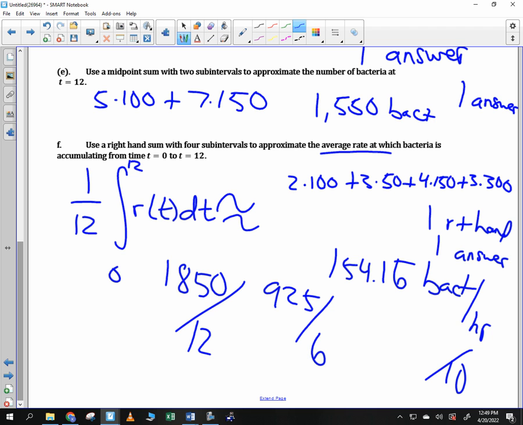Question. Do you just ignore the starting amount of bacteria? Because I added mine to the end because it said there's 500. Do you just not count that? Oh, you're right. It should be the number of bacteria accumulated. So give yourself a point there.